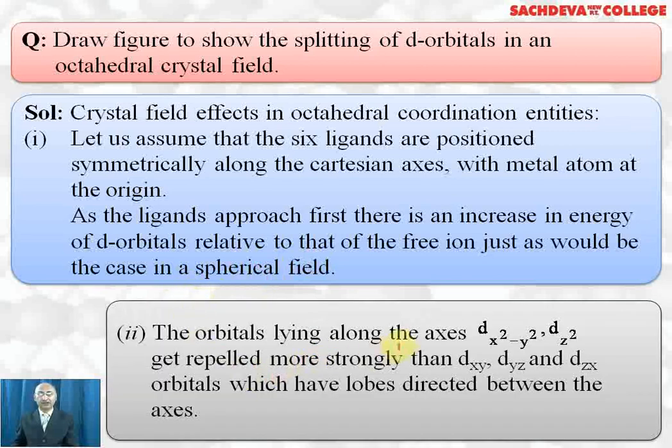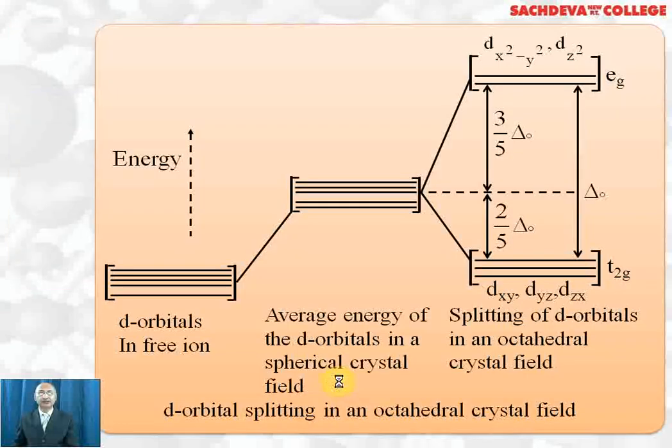The orbitals lying along the axes, dx2-y2 and dz2, are repelled more and their energy is raised. dxy, dyz and dzx, which lie between the axes, are less repelled and their energy is lowered. This is the diagram which is shown. These are d orbitals in the free ion, which have lower energy. This is in the spherical crystal field, the average energy of d orbitals, but still they are degenerate.